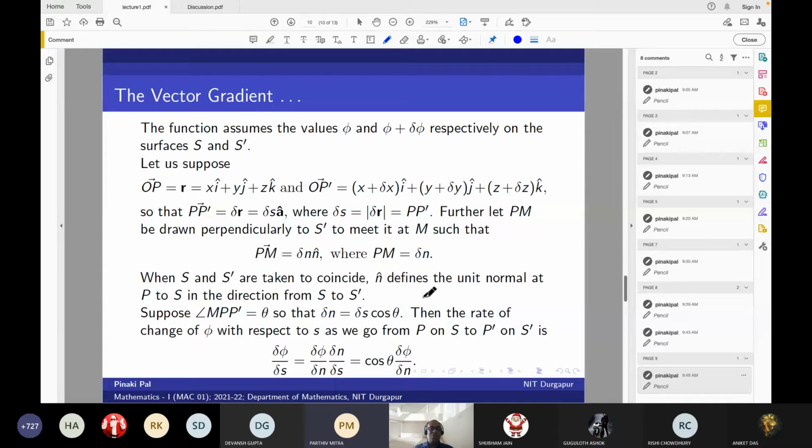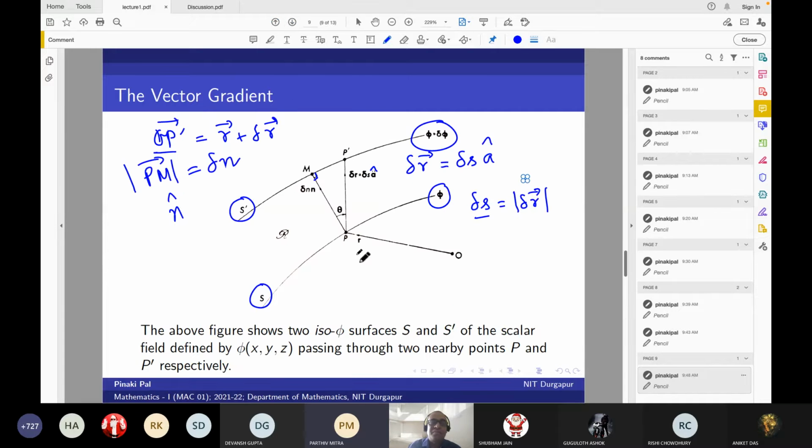Now what is delta n by delta s? You look at this triangle. From this triangle, what can we get? Cos theta. So this is 90 degrees and this one is theta. So delta s by delta n is hypotenuse by base, which is sec theta. Then delta n by delta s is normal by hypotenuse, base by hypotenuse, that is equal to cos theta.